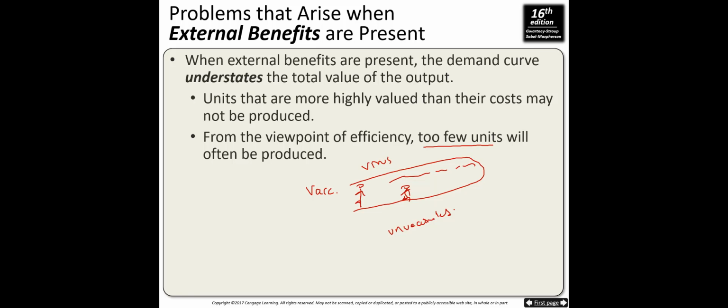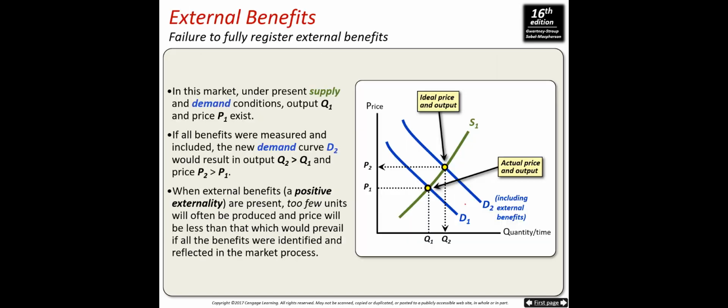So, vaccines have external benefit, but that means too few units are produced because this external benefit is not counted in the market transaction. So, let's see this graph. In this market, under present supply and demand conditions, output Q1 and P1 is produced. But we know that there is an external benefit to the third parties because of vaccination. Unvaccinated people are protected. If we count that external benefit, demand should be higher, at a higher point. There should be more vaccination in the market.